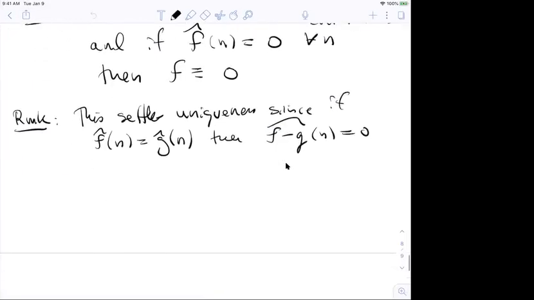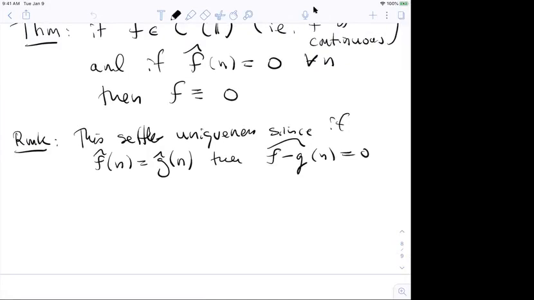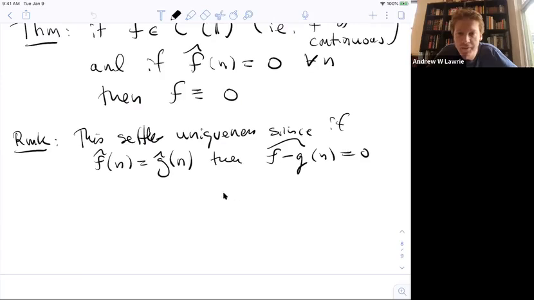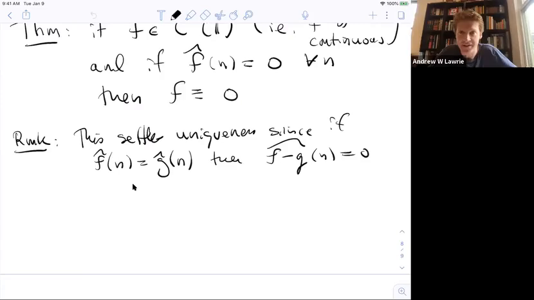I just had a quick comment or question before this. This seems really surprising to me because these Fourier coefficients are a countable number of real numbers, and it's surprising to me that they determine an entire function on an entire interval. Michael, right? Yeah. I think that should be surprising.